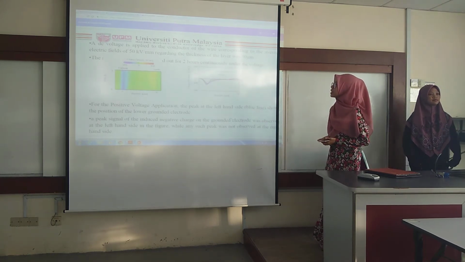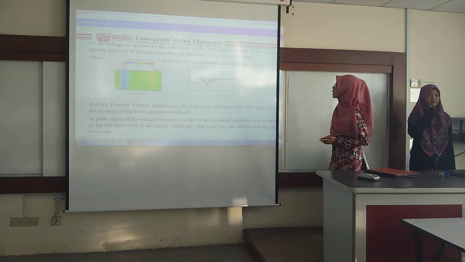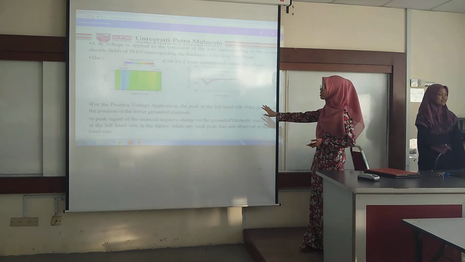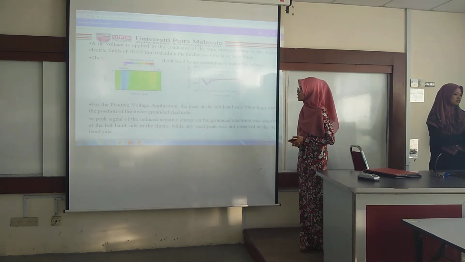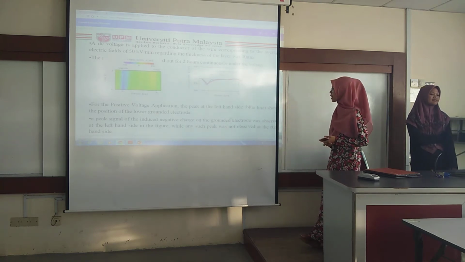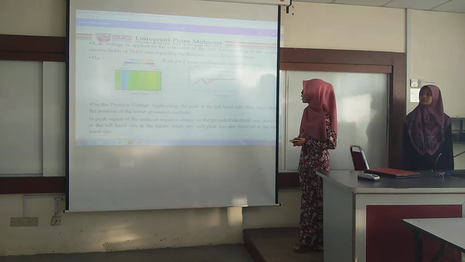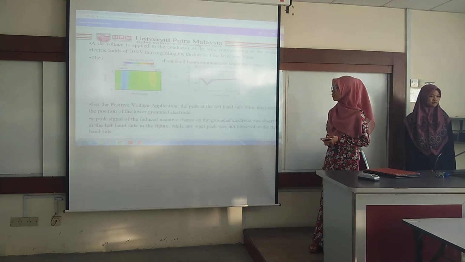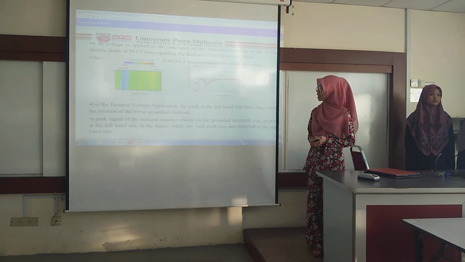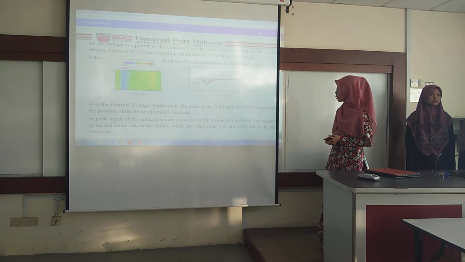The DC voltage is applied to the conductor of the wire, and this is the result. For the positive voltage application, the peak at the left-hand side, the blue line, shows the position of the lower grounded electrode. The peak signal of the induced negative charge on the grounded electrode was observed at the left-hand side in the figure.